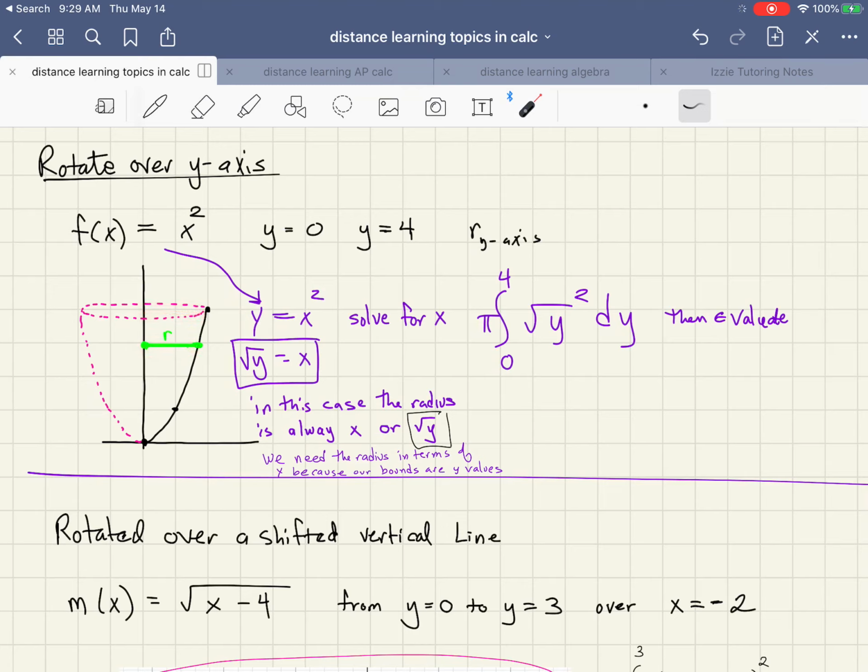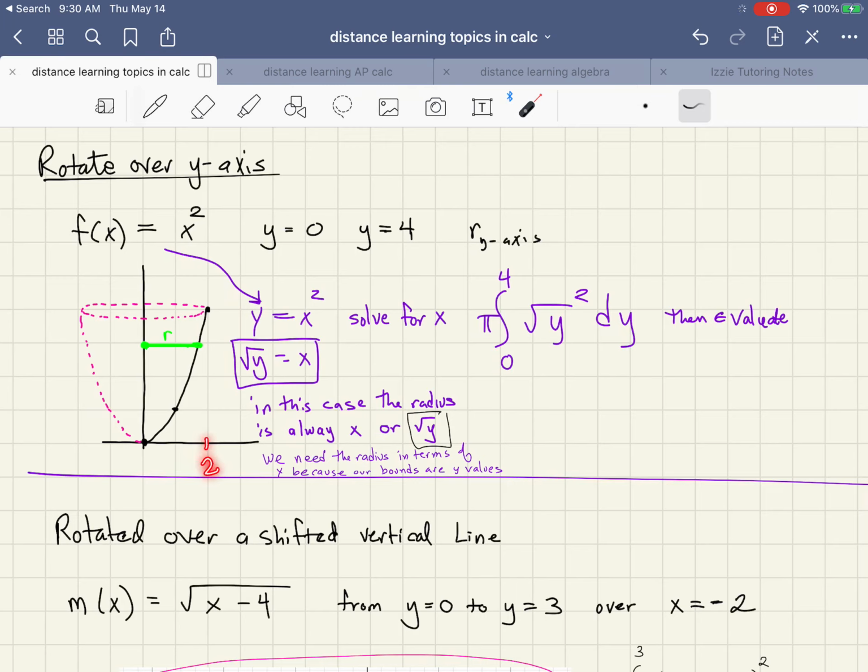But notice that the radius is not based on the height of that function. It's based on how far that function is from the y-axis. So one of the options is we have to take our function. Again, f of x and y are synonymous, so I'm going to say y equals x squared, and solve for x. By solving for x, I get x is equal to the square root of y. So this distance, which we know is the x value of that function at that point, is the radius. And in terms of y, it's the square root of y.